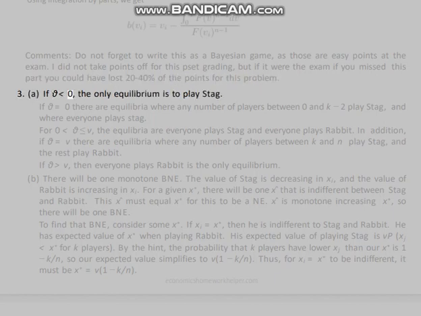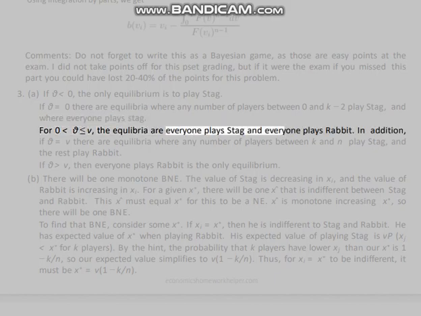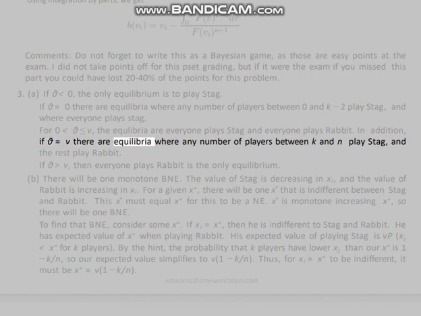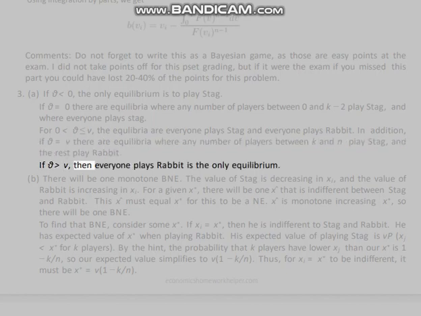3a. If theta is less than 0, the only equilibrium is to play stag. If theta equals 0, there are equilibria where any number of players between 0 and k-2 play stag, and where everyone plays stag. For 0 less than theta less than or equal to v, the equilibria are everyone plays stag, and everyone plays rabbit. In addition, if theta equals v, there are equilibria where any number of players between k and n play stag, and the rest play rabbit. If theta is greater than v, then everyone plays rabbit is the only equilibrium.